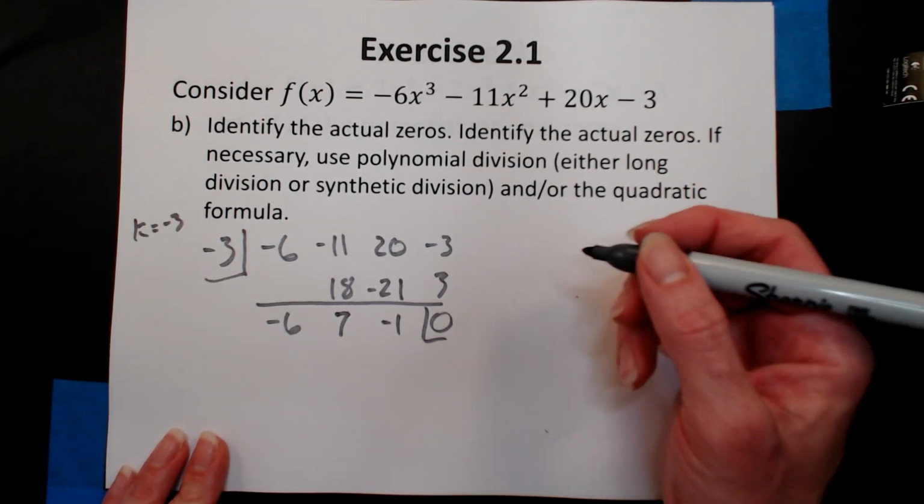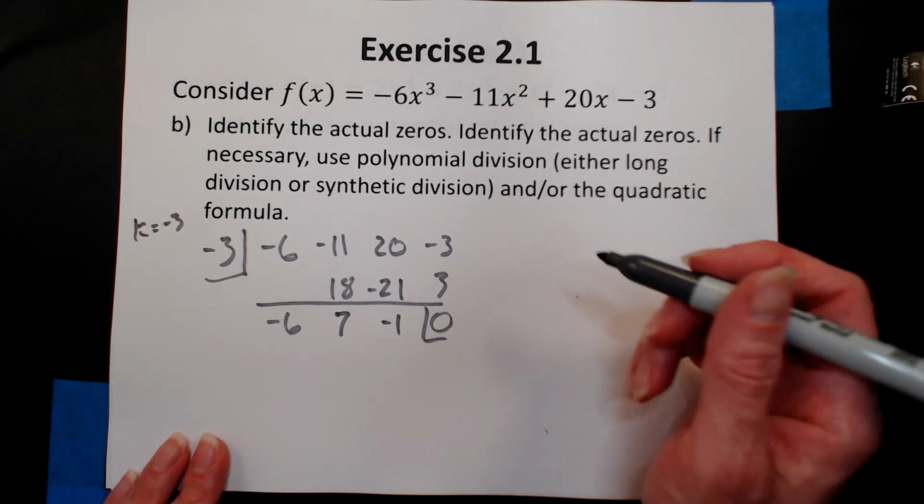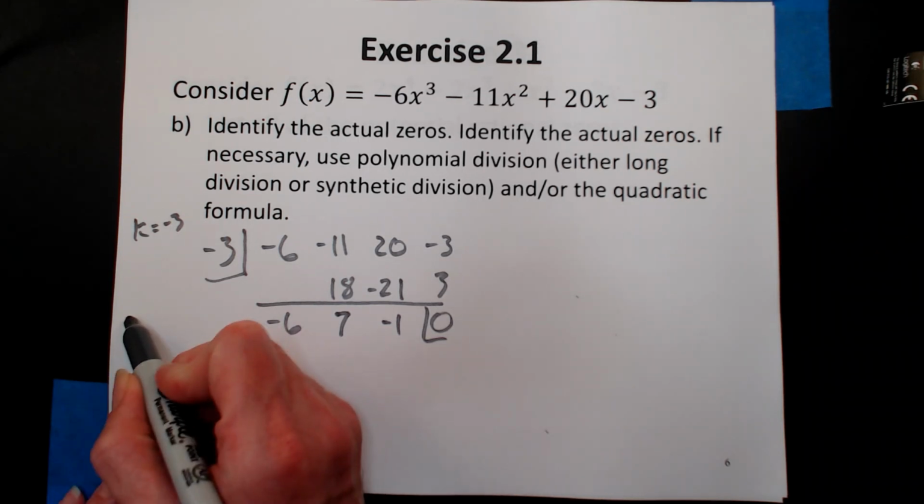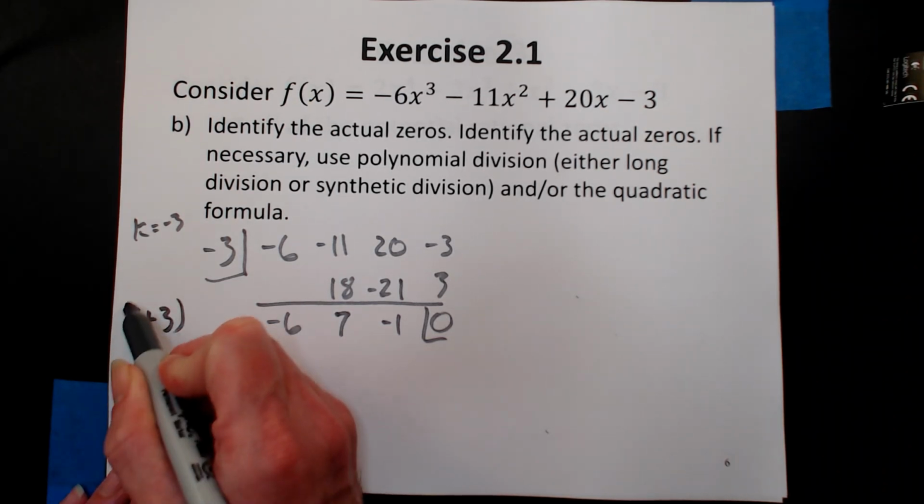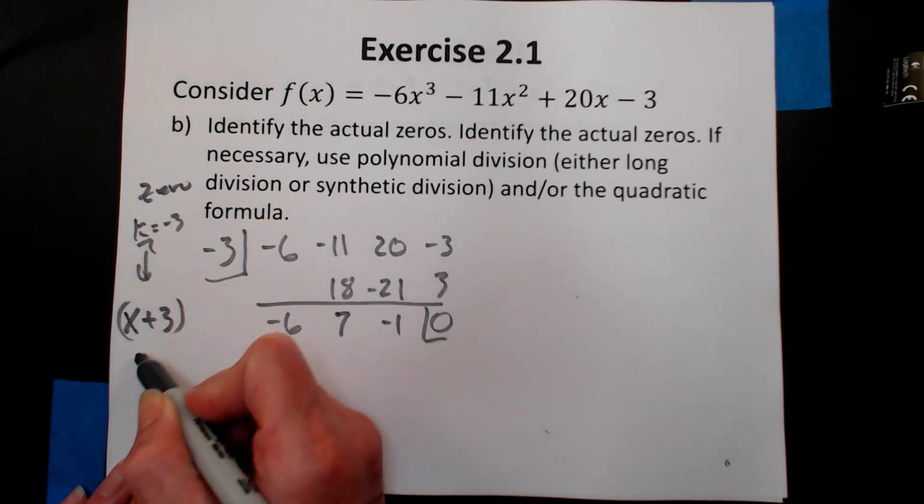If you make wrong guesses, you just start over. Like if you guessed 1 and 1 didn't work, or if you guessed maybe a half and it didn't work, things of that nature. But here, now I know that x plus 3 is a factor. So this is a 0. This is a 0, which means this is a factor.